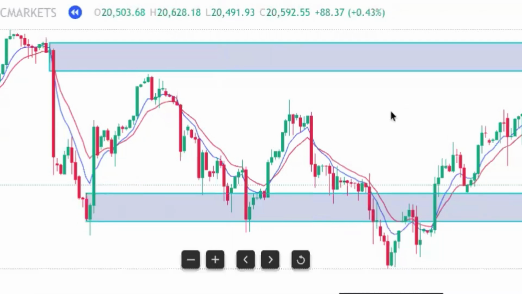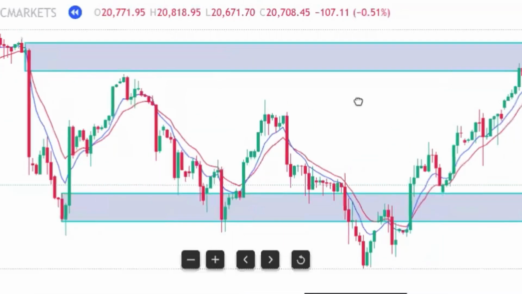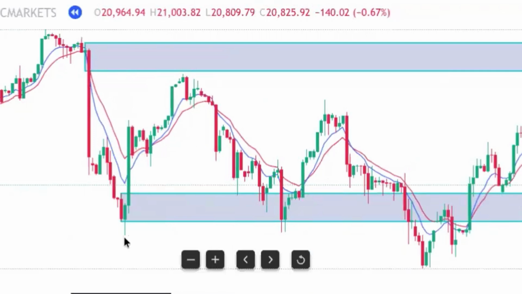So let me explain liquidity grab to you. There's money left here, there's money left here, and this is a liquidity grab, right? So what we've done, we've literally swept the previous low and we've taken out all that liquidity area there. So this is a liquidity grab.